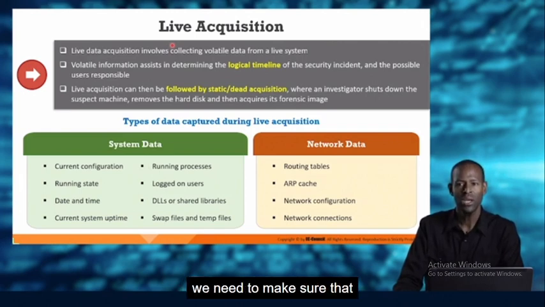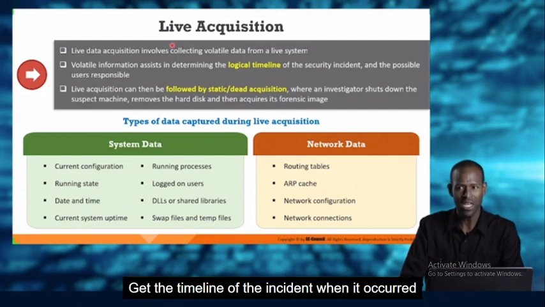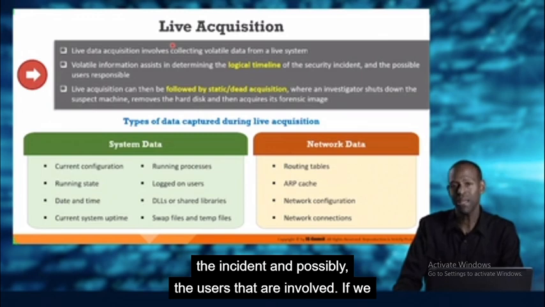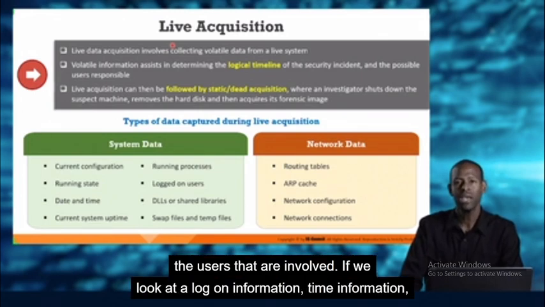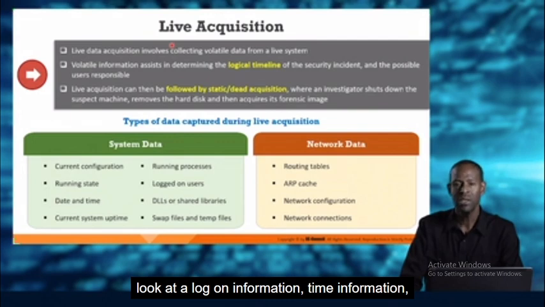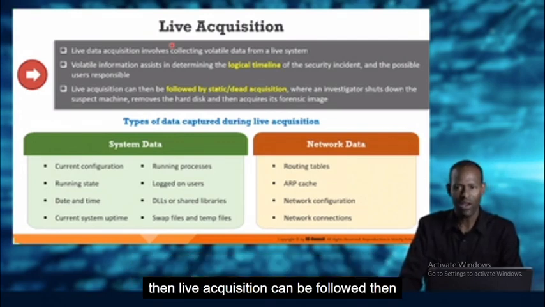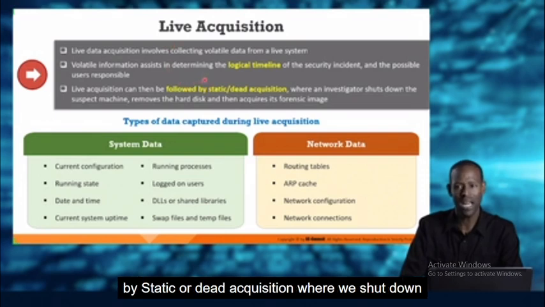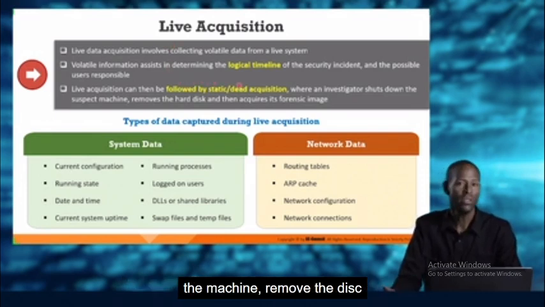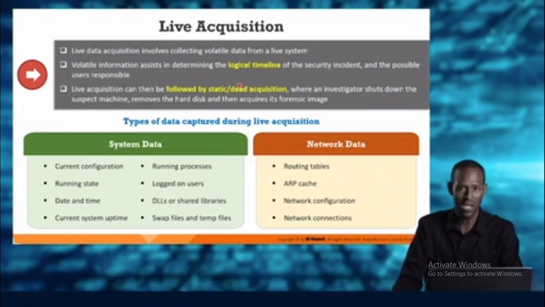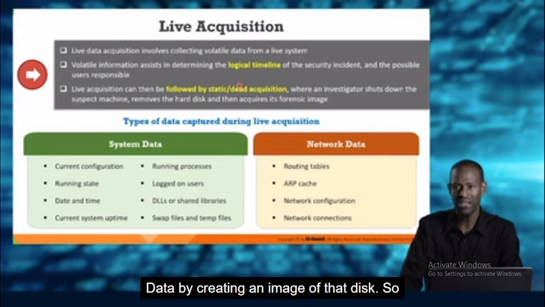And so we need to make sure that we get the timeline of the incident, when it occurred in relation to other factors of the incident, and possibly the users that are involved. If we look at logon information, time information, we can correlate that. And then live acquisition can be followed then by static or dead acquisition, where we shut down the machine, remove the disk, and acquire all of that forensic data by creating an image of that disk.